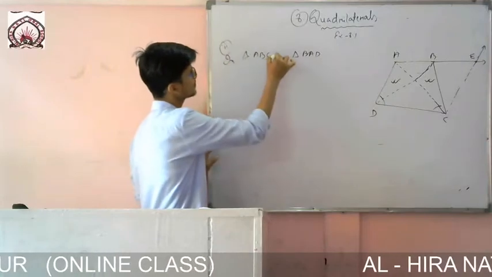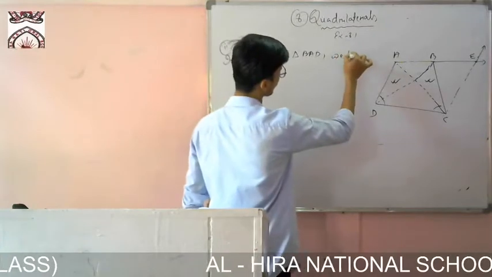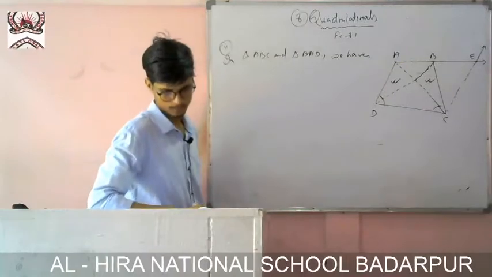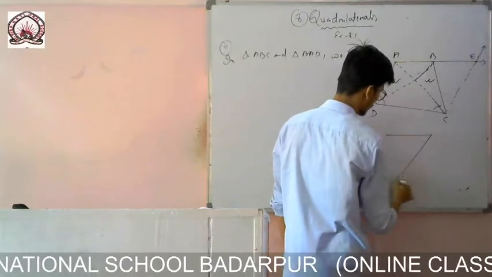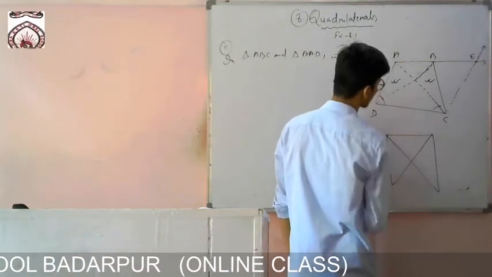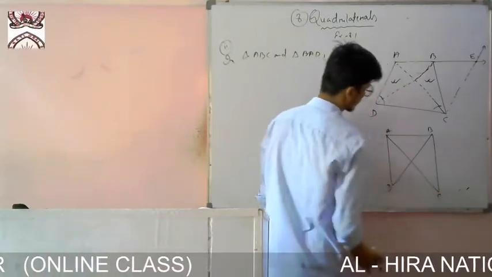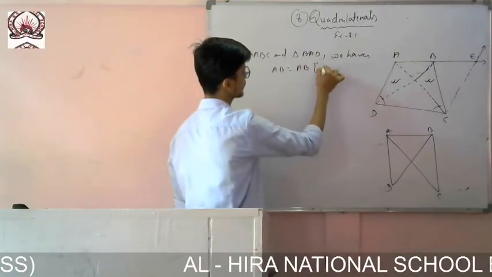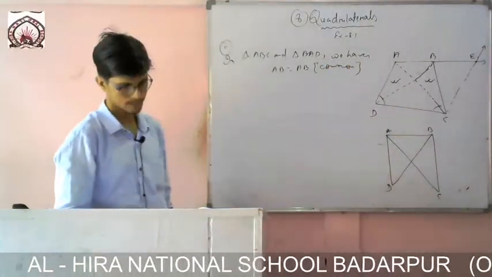In triangle ABC and triangle BAD, we have AB equals AB, AB is the common side. I am drawing this so that you can see. These are the two triangles, no? AB, this one D and this one C. So AB is the common side, so I can write AB equals BA, or AB common.